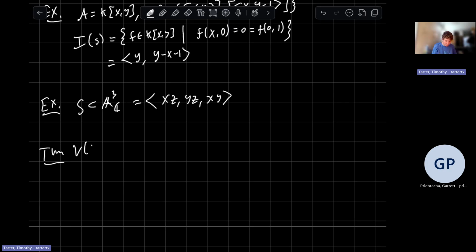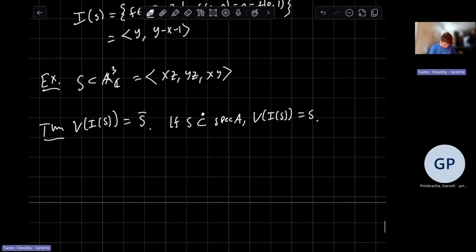So theorem: V of I of S is equal to S closure. And then if S is closed in Spec A, V of I of S equals S. Note I of S is always radical.